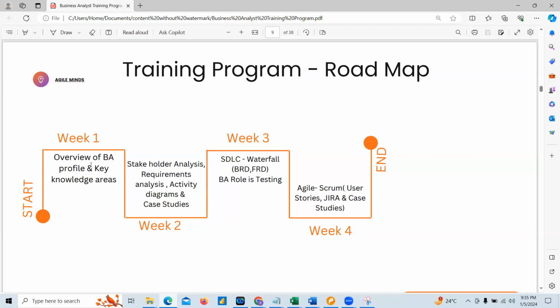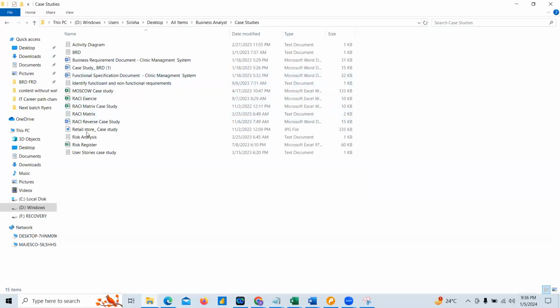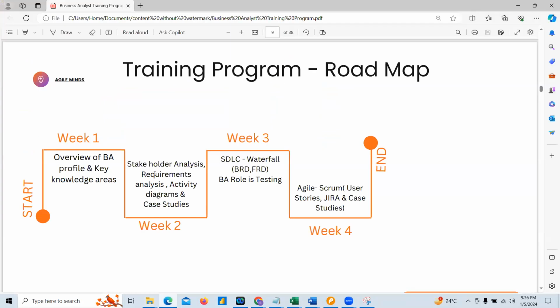Once you are done with each topic, you'll get a case study. If I'm explaining stakeholder analysis today, you'll get a case study on that particular topic. If I'm teaching risk analysis and how to maintain the risk register, you'll get a case study on that. You'll get all these case studies, like RACI or risk analysis, so you will get practical knowledge of each and every topic I teach.